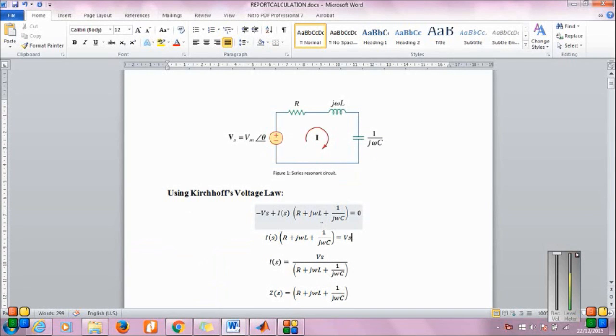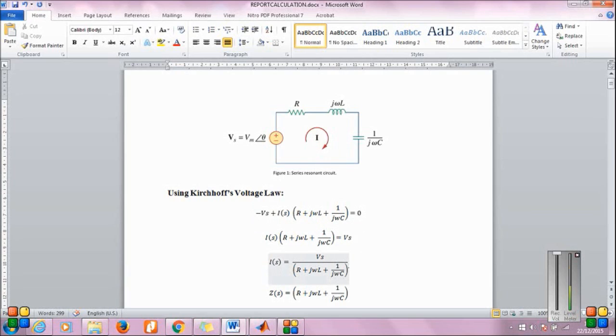To get the Is, we are using KVL, or Kirchhoff's voltage law, to analyze this circuit. We start by assigning the current. The current flows in the circuit in the clockwise direction. Based on that, the equation that we get is negative Vs plus Is multiplied by R plus j omega L plus 1 over j omega C, equal to 0.